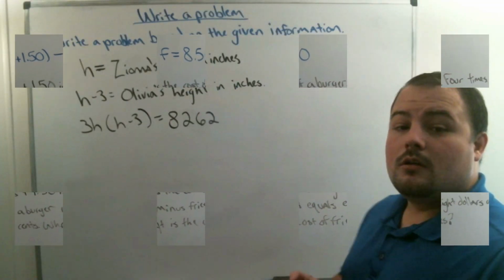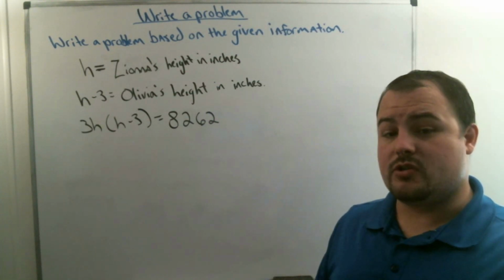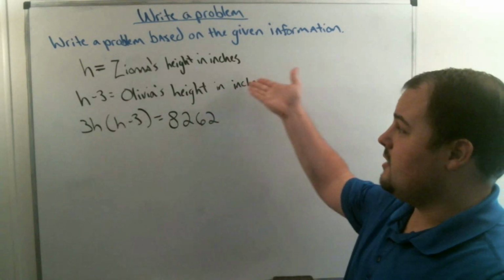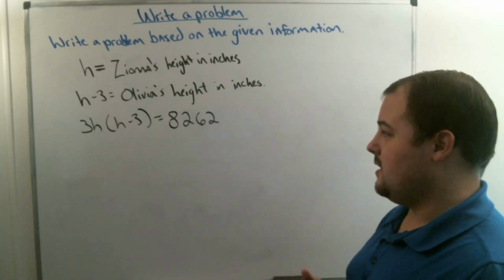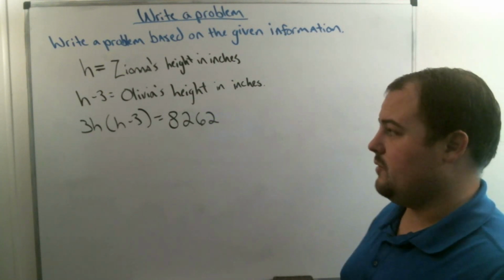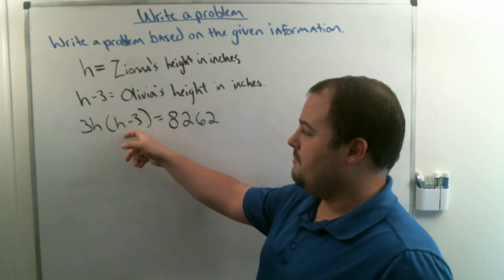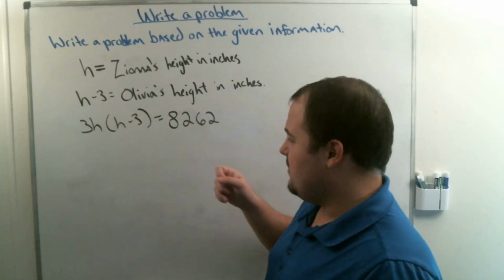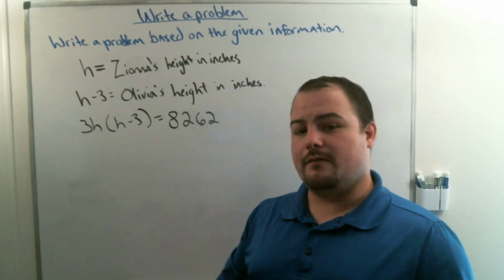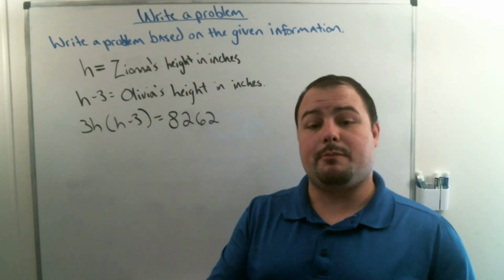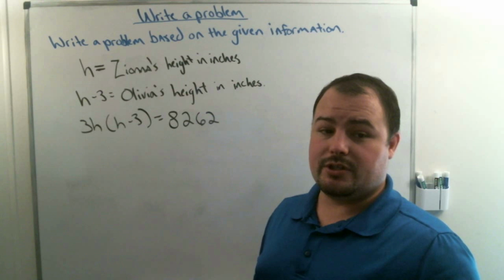Let's do one more and call it a day. So our last problem for this, we're writing a problem again. We're given some information, and we have to write a story problem for it. It says h is Diana's height in inches. So h is my variable. h minus 3 is Olivia's height in inches. And if I take 3 times h, Diana's height, multiplied by Olivia's height, which is h minus 3, I get 8,262 inches. So our job is to figure out what h is. We're going to write a problem that tells the reader their job is to solve for the variable h with all the information given.